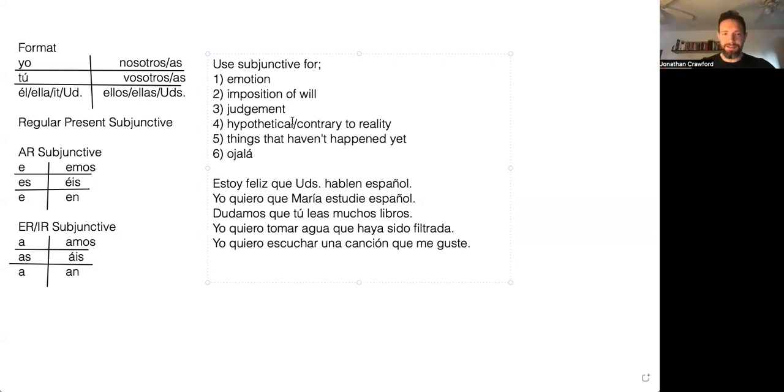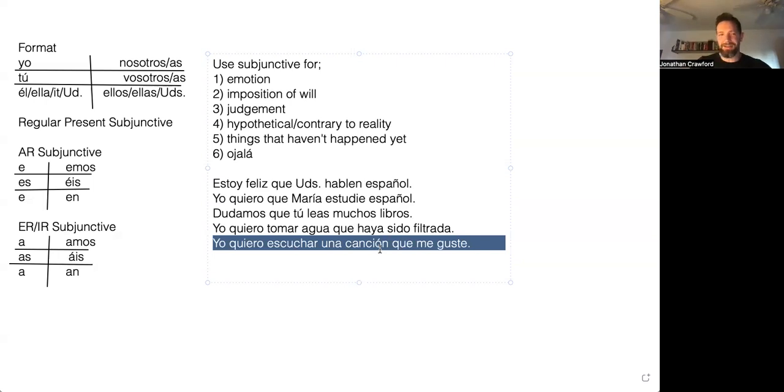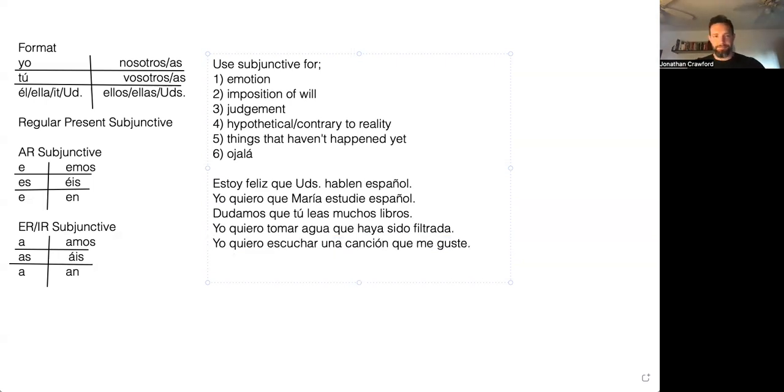The reason why is because it's a hypothetical song. It could be any song as long as it fits the criteria that it pleases me. Yo quiero escuchar una canción que me guste. All right. Now, things that haven't happened yet.